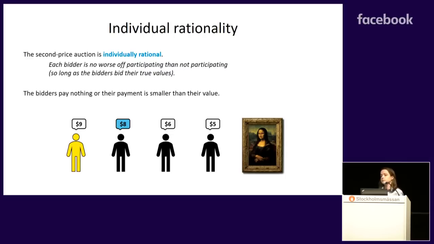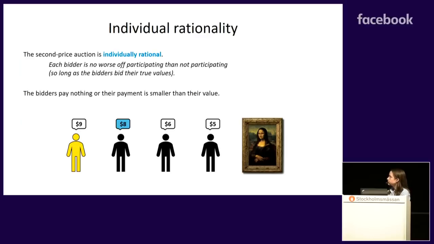So that's incentive compatibility. Individual rationality: I am no worse off by participating in the mechanism. I'm not going to walk away with negative utility. And the second price auction is individually rational because, assuming that everybody bids truthfully, like we saw we can assume, the bidders are either going to pay nothing if they lose, or they're going to pay something that's at least as low as their own value. So they're going to walk away with at least non-negative utility. So the second price auction is also individually rational.